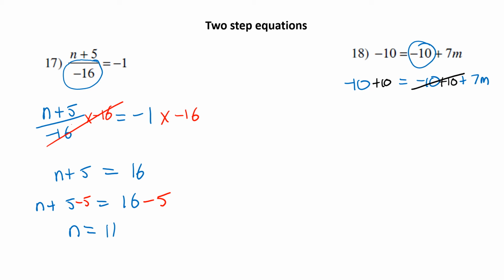That means I get 0 there, equals 0 plus 7m. Minus 10 plus 10 is 0. So the answer is going to be 0 equals 7m. And we know from a previous example that if I divide 0 by a number, I still get 0. So 0 equals m. So m is going to be equal to 0.